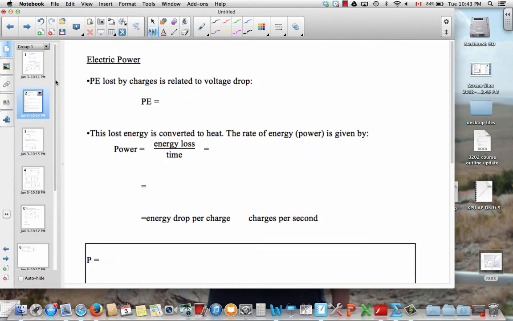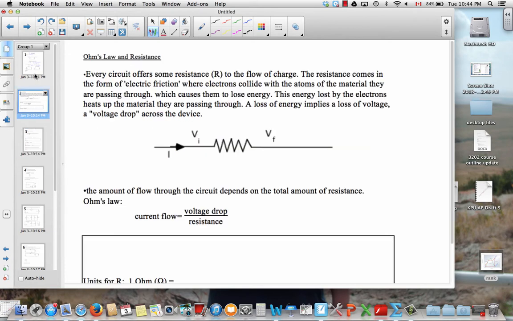Now, Ohm's law, oops, what just happened there? There we are.